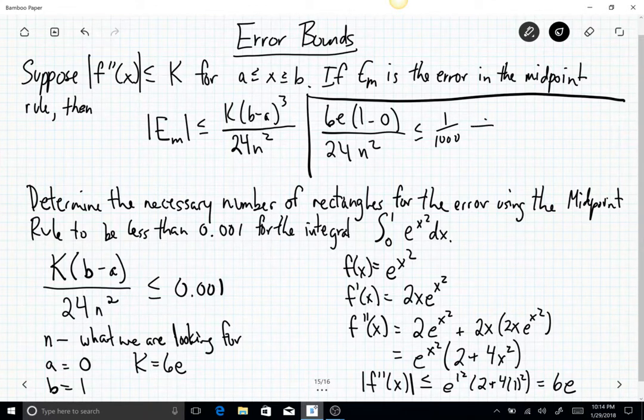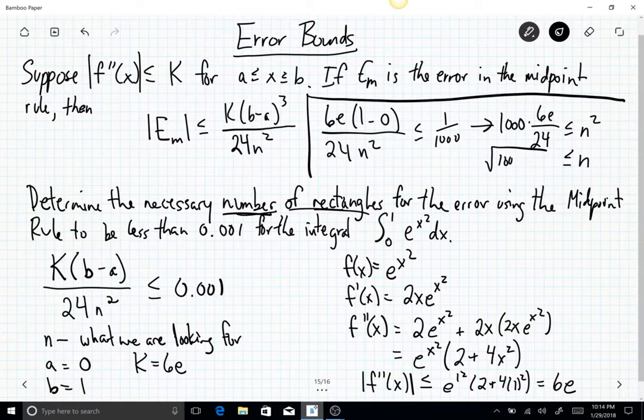So what we can do to make things simple, n squared is positive, 1,000 is positive, so we can go 1,000 times 6e divided by 24 is less than or equal to n squared. And since we're talking a positive number, granted when you take a square root you get positives and negatives, but negative doesn't make sense when we're talking a number of rectangles. So we can just worry about the positive version. So n has to be greater than or equal to the square root of 1,000 times 6e, well, the 6 and the 24, there's some stuff that cancels right there. So you can write this as e over 4.